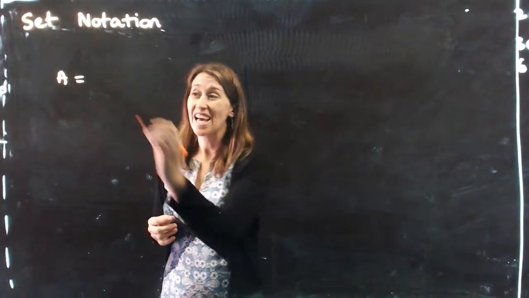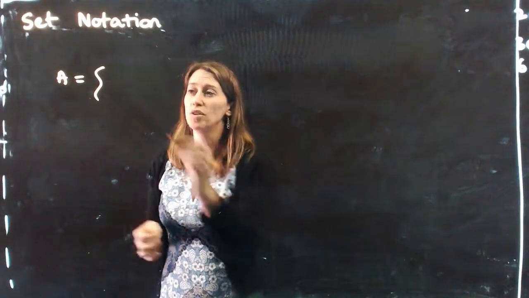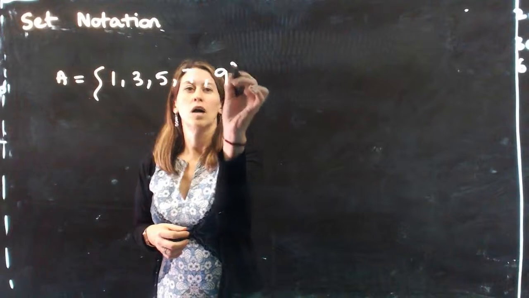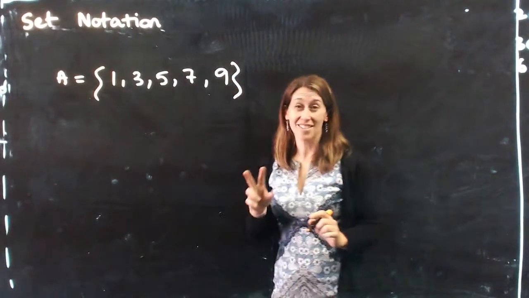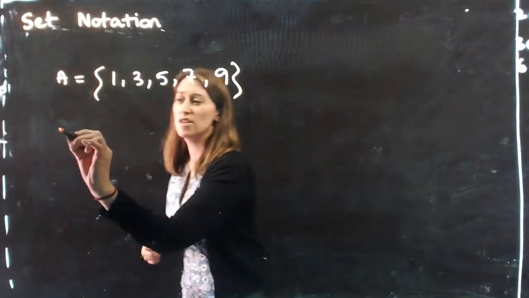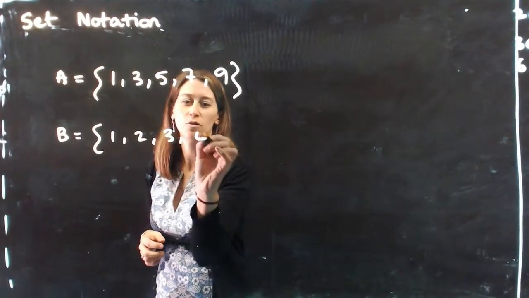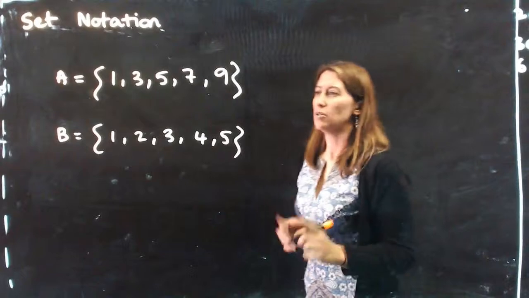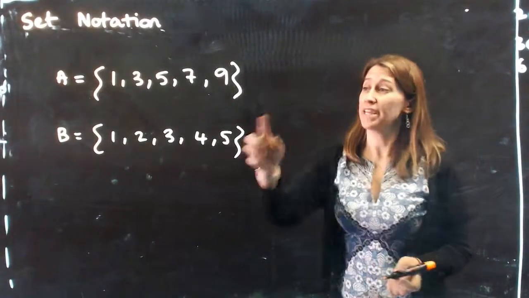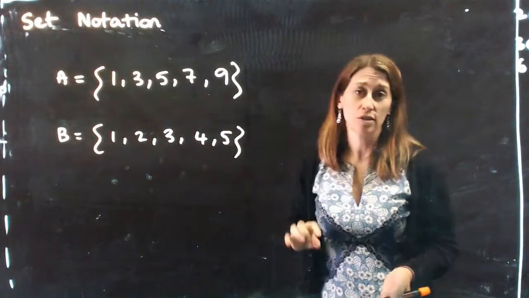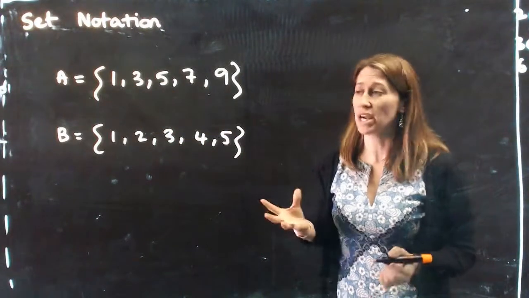Let's suppose set A contains all the odd numbers up to, say, 9. Now let's suppose we've got a second set, set B, which just contains the numbers up to 5. So 1, 2, 3, 4, and 5. Now, you'll notice that I've used some brackets to indicate the sets. So set A is written with some brackets and set B is written with some brackets.